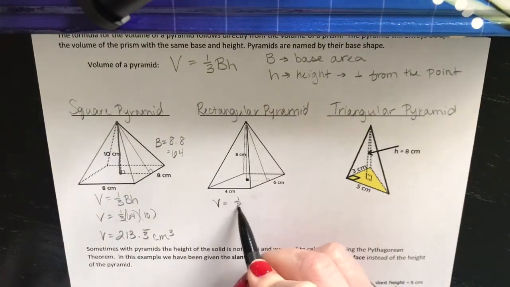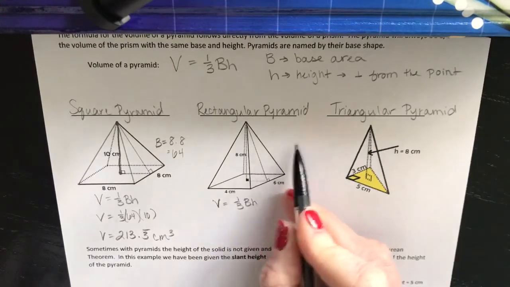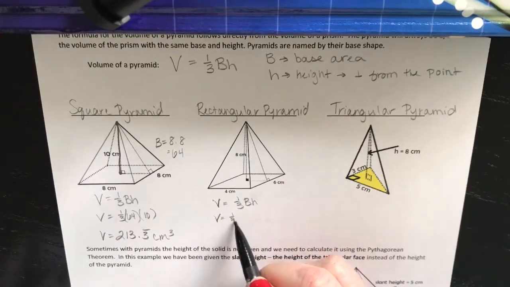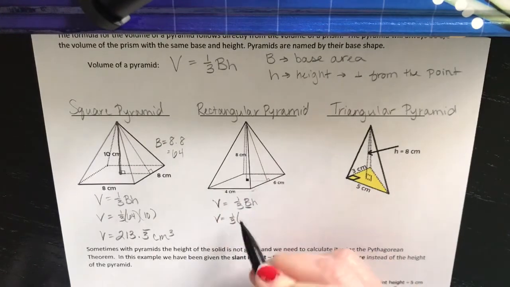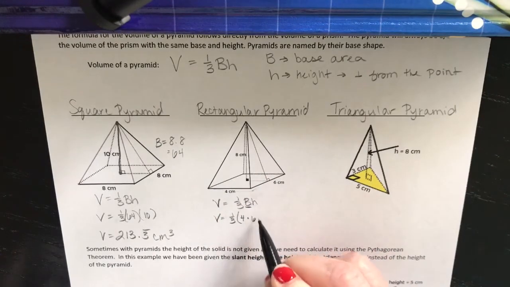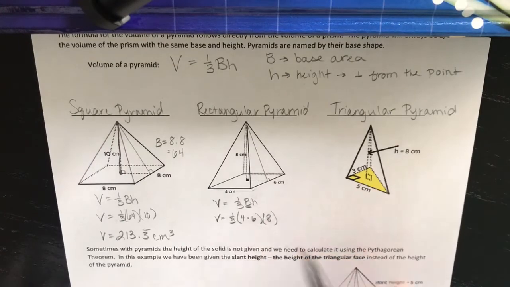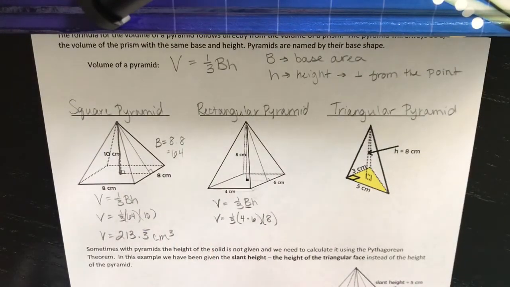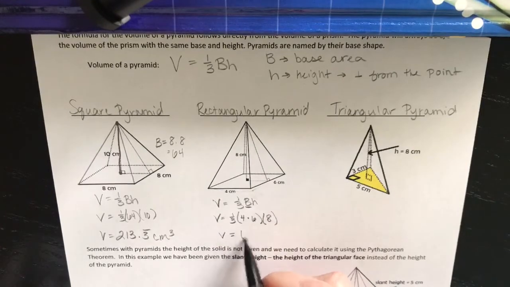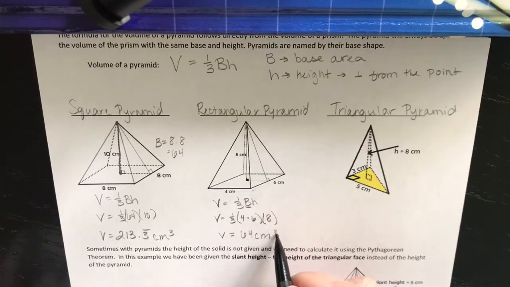Another way that you could write this out, if you don't want to do the base work by itself, is you can just put it in here. The base in this one is a rectangle, so it's going to be 4 times 6, and then the height, which comes straight down, is 8. So you can write it this way, or you can just put it all in the formula. So this one is 64 centimeters cubed.